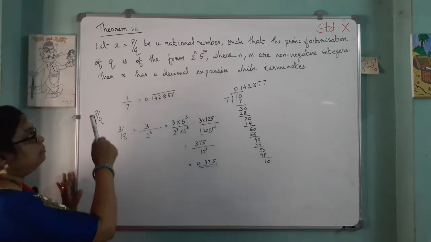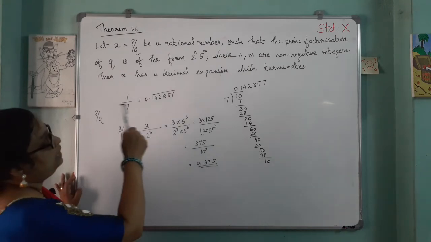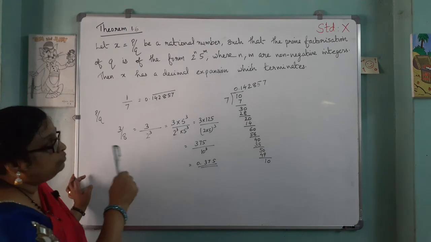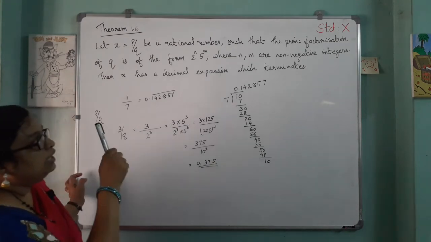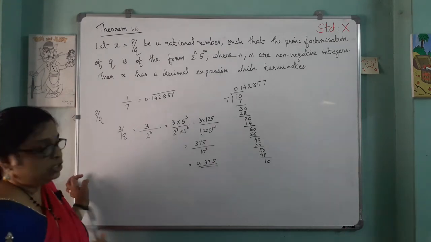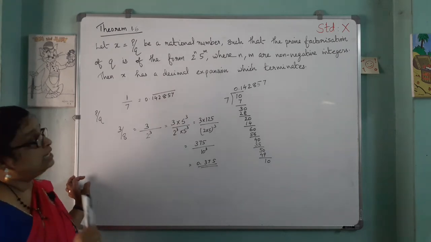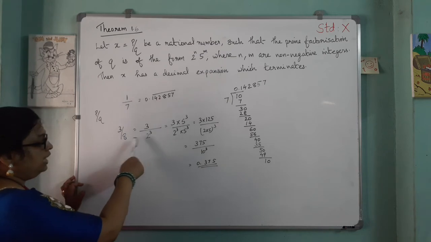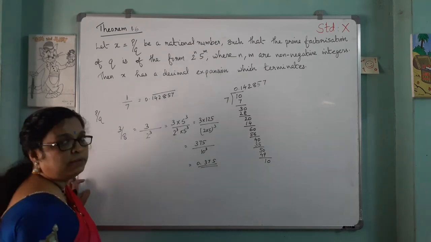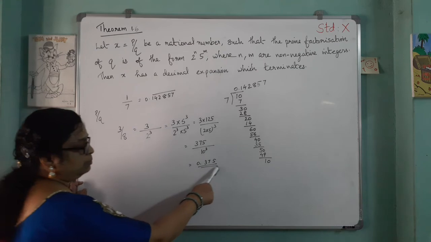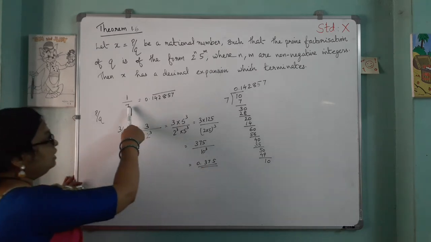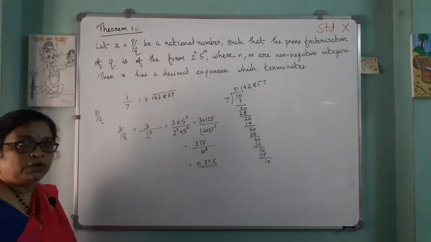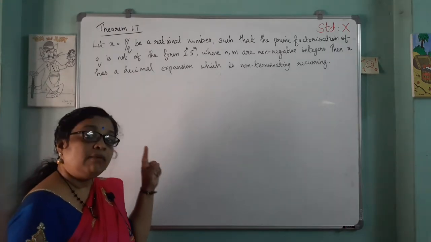That is, the theorem says let x equal to p by q be a rational number such that the prime factorization of q is of the form 2 raised to n, 5 raised to m. Then n and m are positive integers. Then x has a decimal expansion which terminates. That is, if the denominator can be written in 2 raised to n, 5 raised to m form, then that expansion is terminating, and if it cannot be written in that form, it is non-terminating. Okay. Next theorem, theorem 1.7.